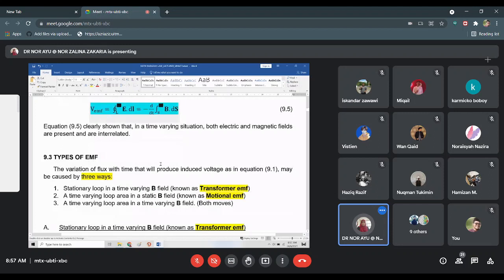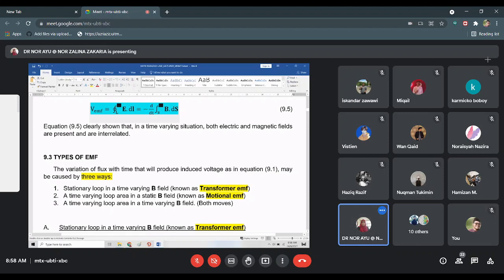So what are the applications of Faraday's law? We have three types of electromotive force, EMF. The first one is a stationary loop in a time varying B, which is known as a transformer EMF. The loop is not moving and the magnetic field is changing. And then the second one, we have a moving loop and a static B.